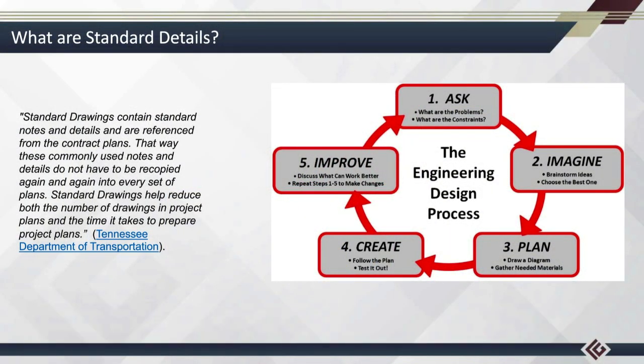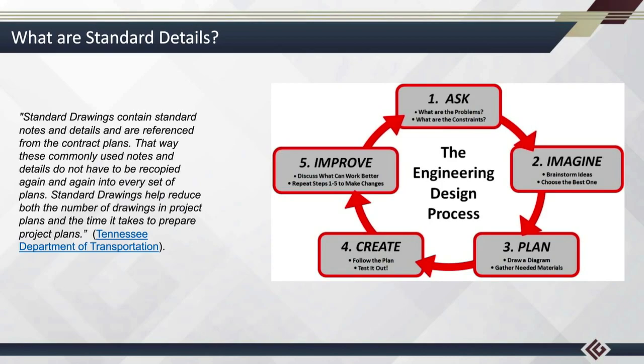This is the only slide I'm going to read word for word, but I think it sets the stage. Standard drawings contain standard notes and details and are referenced in contract plans. That way, these commonly used notes and details do not have to be recopied again and again into every set of plans. Standard drawings help reduce both the number of drawings in project plans and the time it takes to prepare those project plans. So this was what are standard details, and if you look at the picture, it describes a generic engineering design process, and you can see some steps that standard details in that process would eliminate time and ultimately cost to both city projects and developer-driven projects in the city.